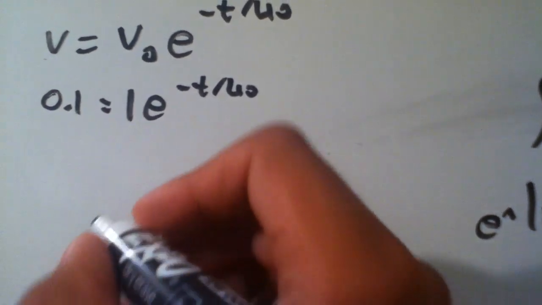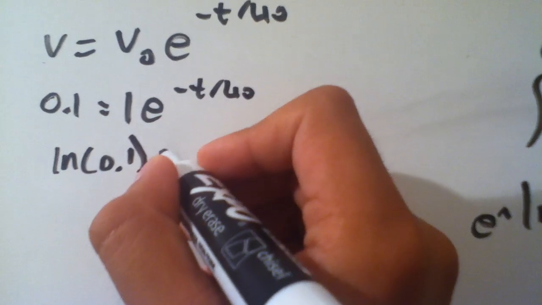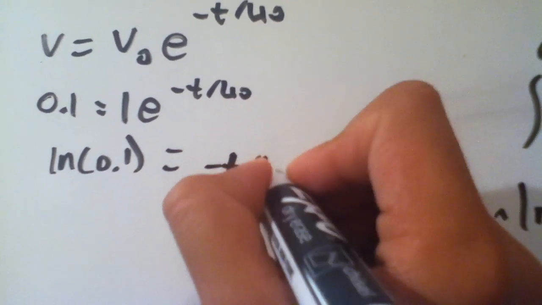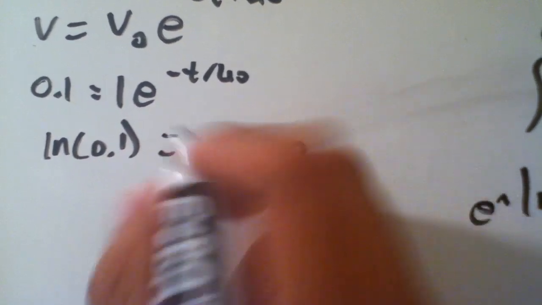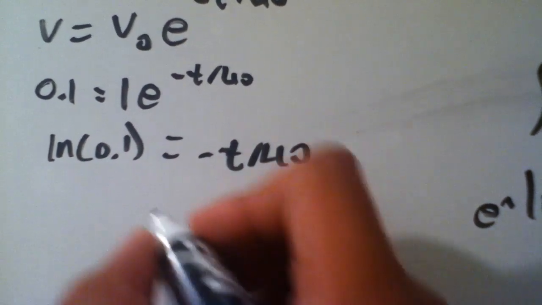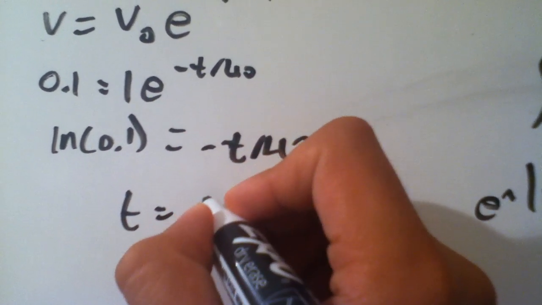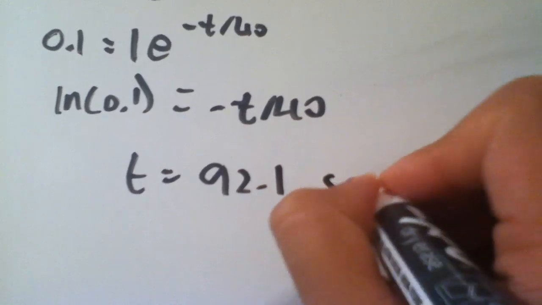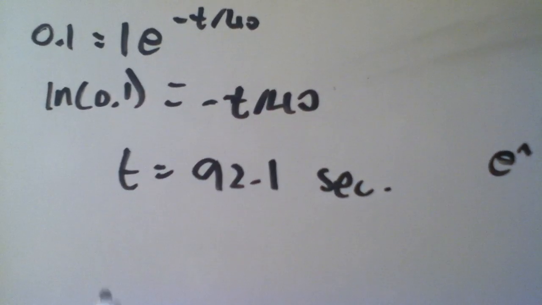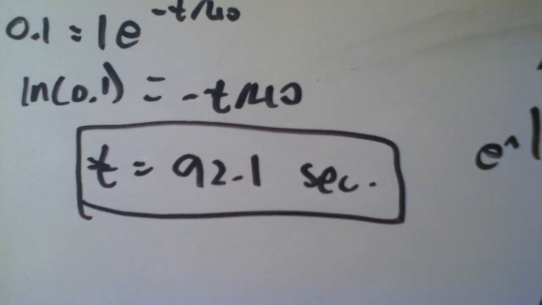From here, you just take the natural log of both sides, giving you negative t over 40, and you just multiply that by 40 and a negative 1, and you get 92.1 seconds. So that's how long it'll take for the voltage to drop to 10%.